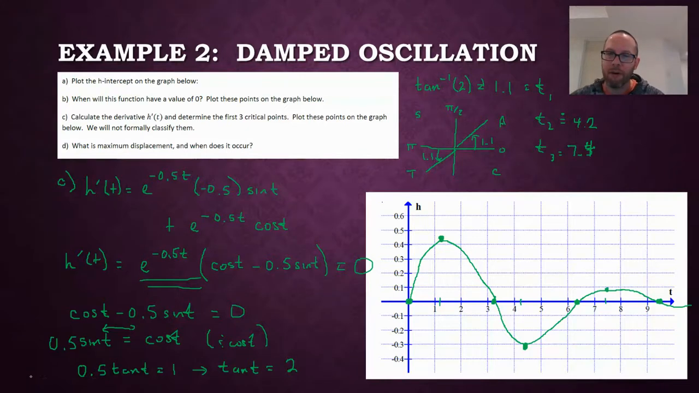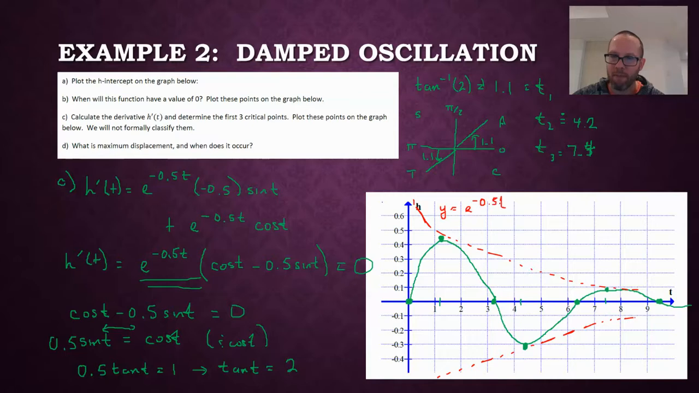One other thing I'd add to this graph is, if you plotted all the max and mins, you actually get that this periodic wavy function, not quite periodic because the amplitude's changing, is bound between two functions. It's bound between the function y equals e to the negative 0.5t and y equals negative e to the negative 0.5t.